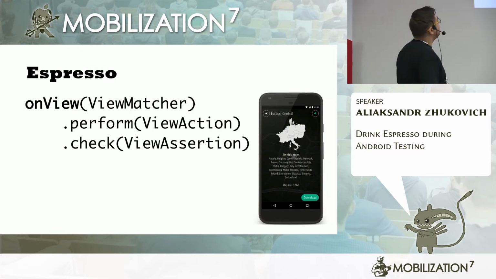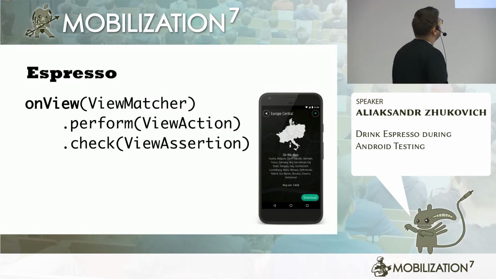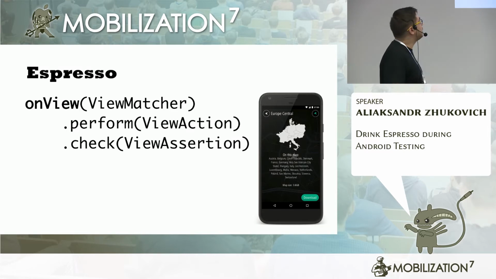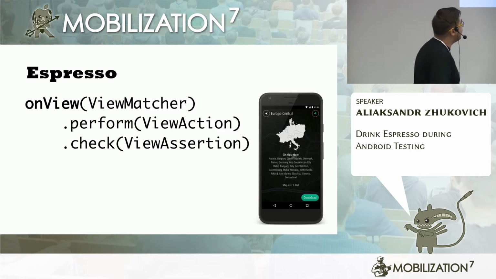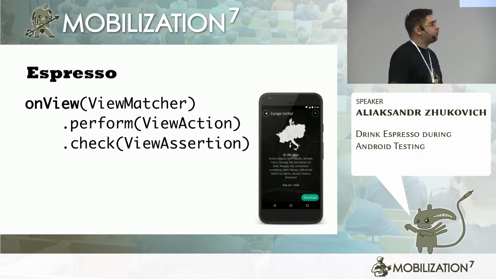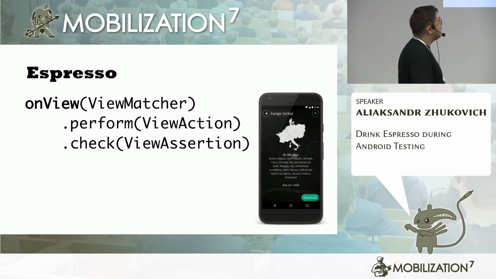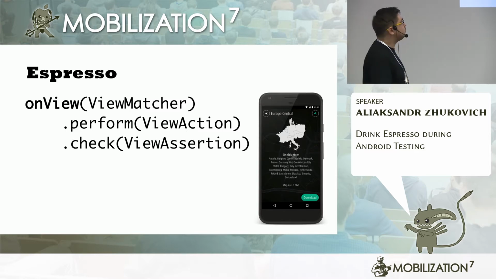In Espresso, we can interact with and check some properties in different views. Espresso has two base methods: onView and onData. Let's start with onView. Here we have three basic components: viewMatcher, viewAction, and viewAssertion. We need viewMatcher to look for a view, viewAction for doing some actions with this view, like click, double click, etc., and viewAssertion to check some properties in our view.